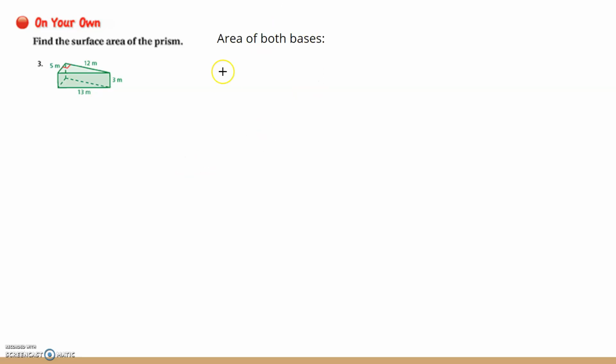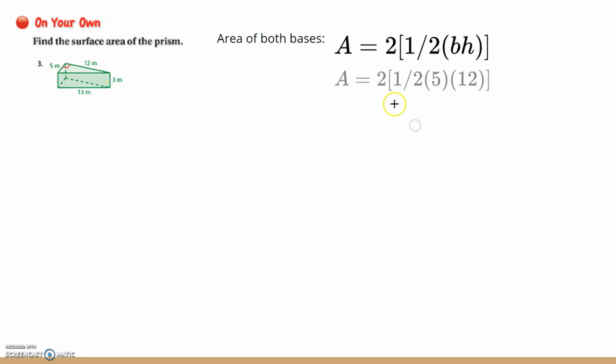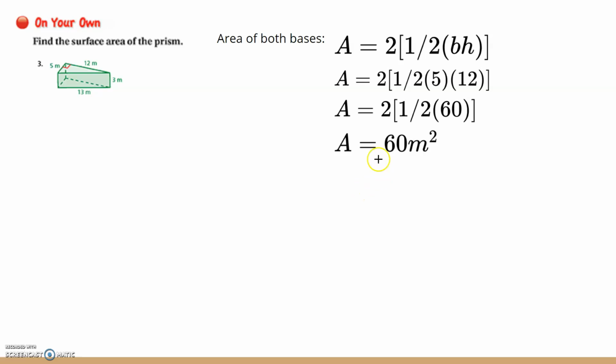Alright, so first let's start off by finding the area of both the bases. So it's going to be 2 times 1/2 base times height. The base will be 5 meters and the height will be 12 meters. Plug in our values, multiply the 5 and 12 to give us 60, and then multiply the 2 and 1/2, which just gives us 1, to get a final value of 60 meters squared.